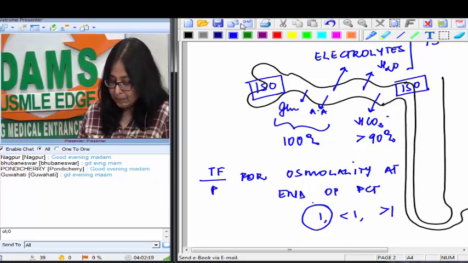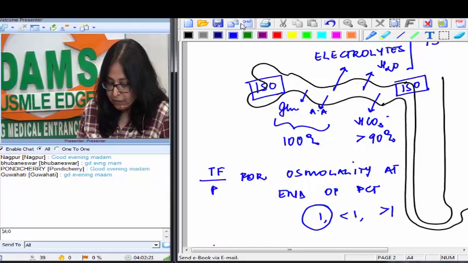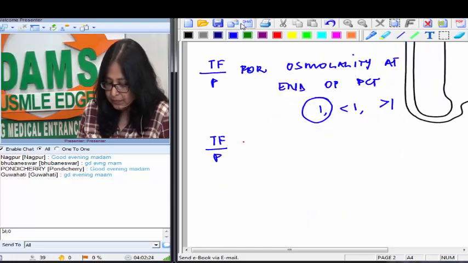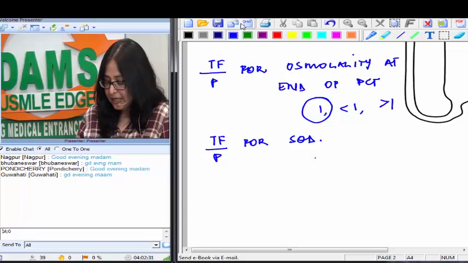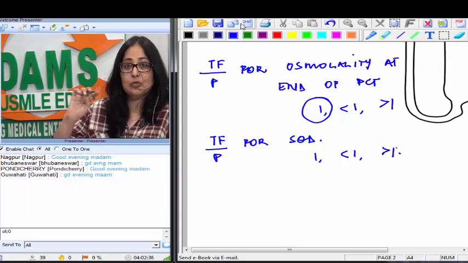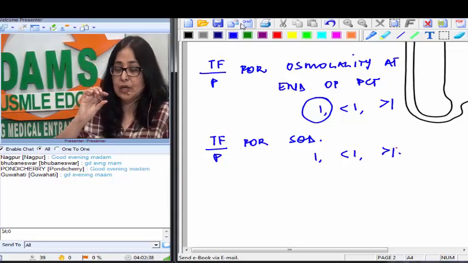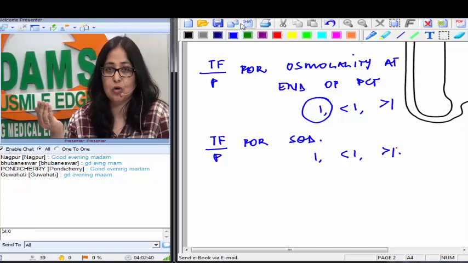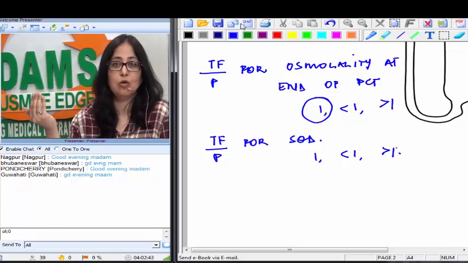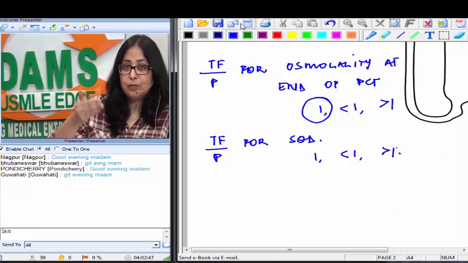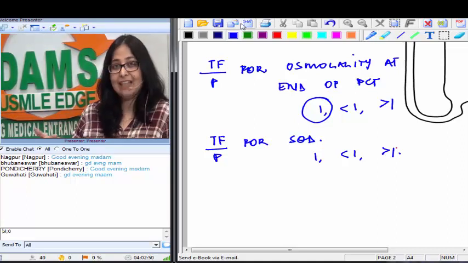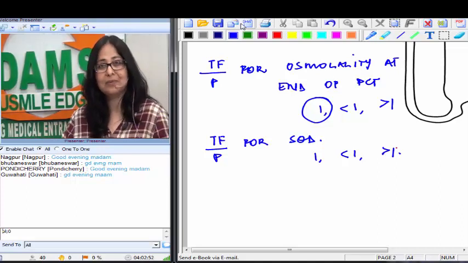Let's take another example, the TF by P ratio for sodium at the end of PCT. Is it 1? Is it less than 1? Is it more than 1? I've just discussed with you that the amount of sodium absorbed and the amount of water absorbed is almost the same. The tubular fluid concentration and the plasma concentration, therefore, will be the same.